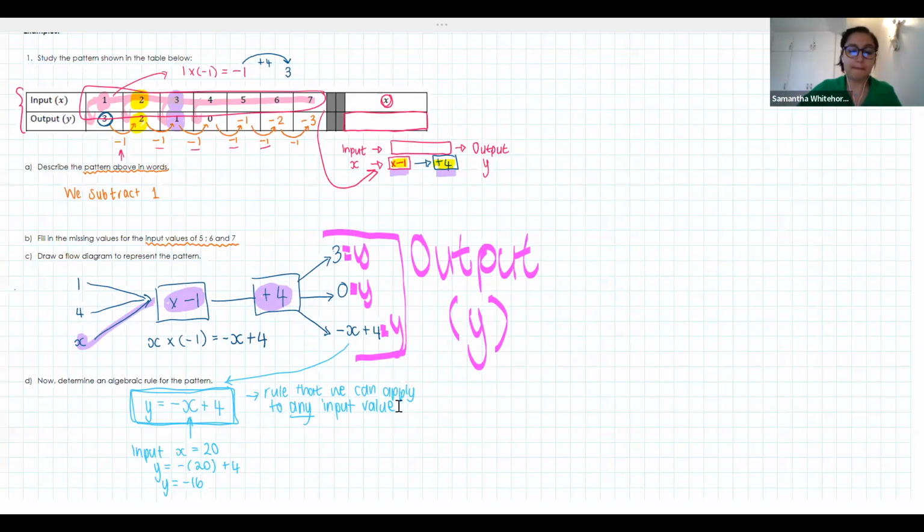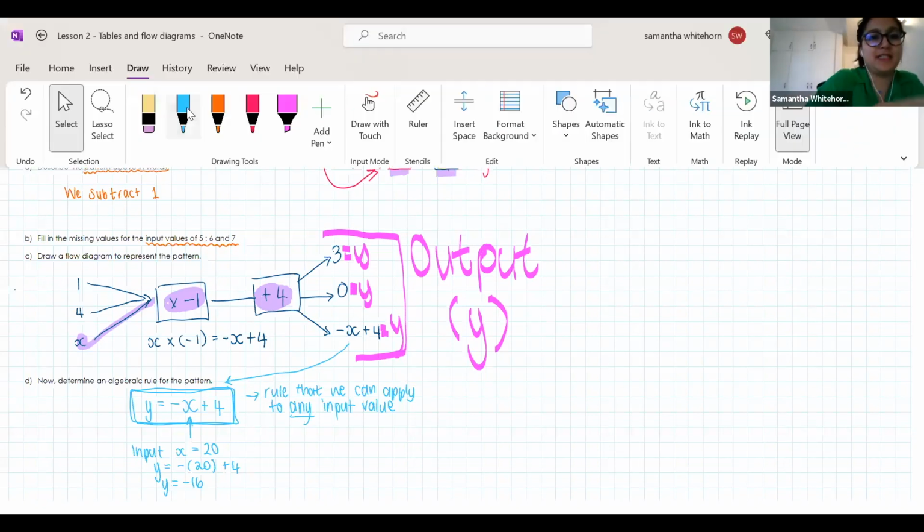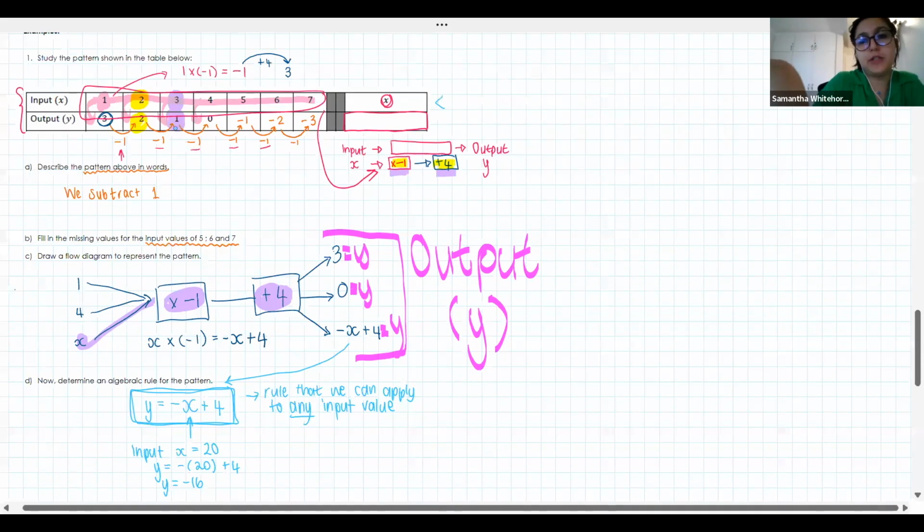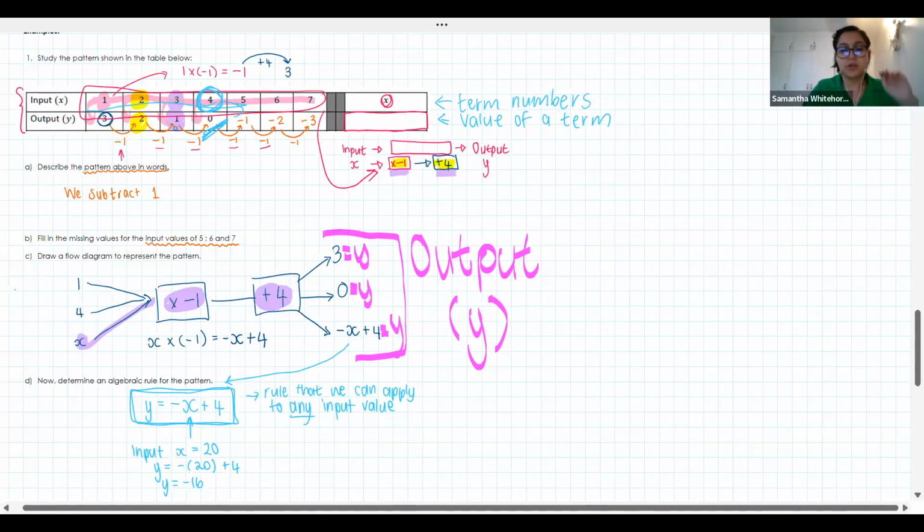Tatenda? Hello, ma'am. I wanted to ask, what is the difference between the term number and the output number? Okay, so the term number is basically your input. So your input is the term number. What that means is it is the first term, the second term, the third term, the fourth term, and so you keep going up in ones. The output is then the value of a specific term. So the value of term 4 is 0. So that's the difference between the two.